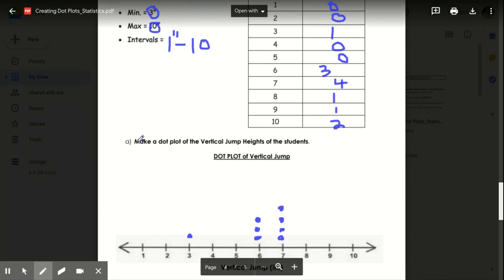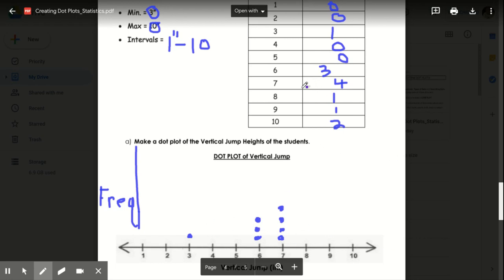So over here is basically the frequency, or how many times that number shows up. How many times did you see a student jump 6 inches? Oh, guess what? 3. 1, 2, 3. Even though there's no number line here, this would be measuring how many times this number shows up on the bottom.